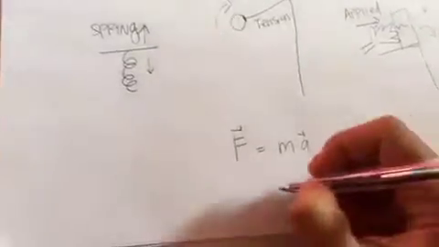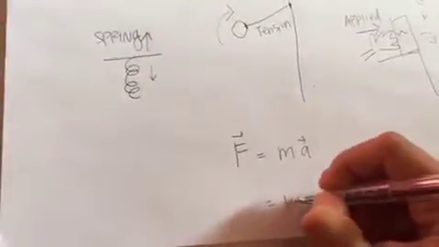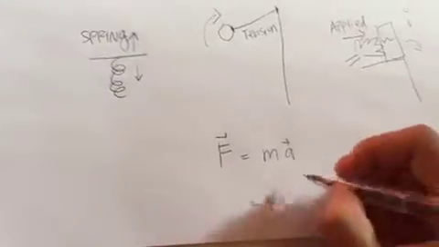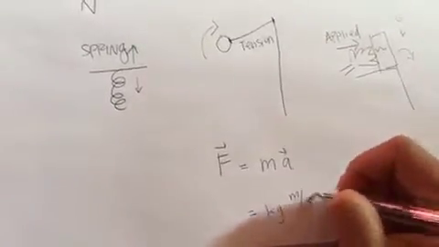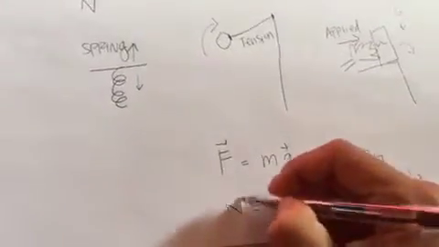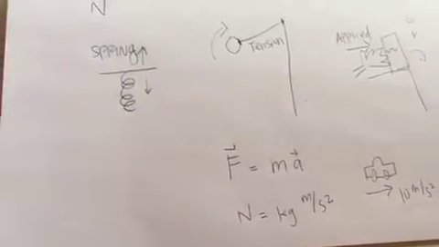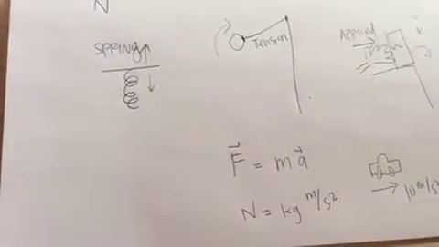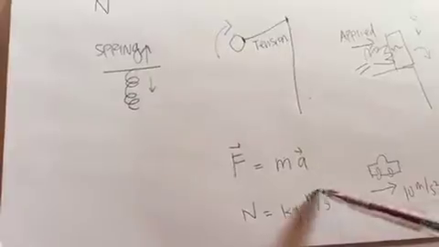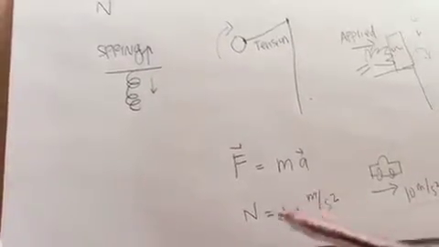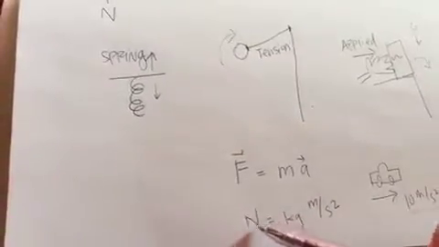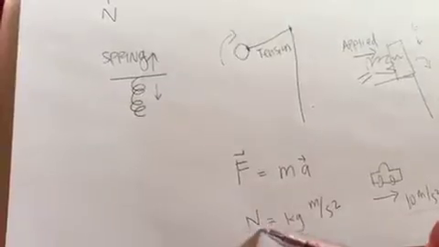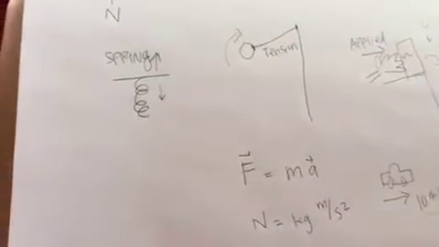Newton decided that mass, in kilograms, times acceleration, in meters per second squared, is equal to a Newton. Okay, Newton, we love you, we remember you forever. So a kilogram meter per second squared is a Newton. A Newton is the unit used to describe a force.